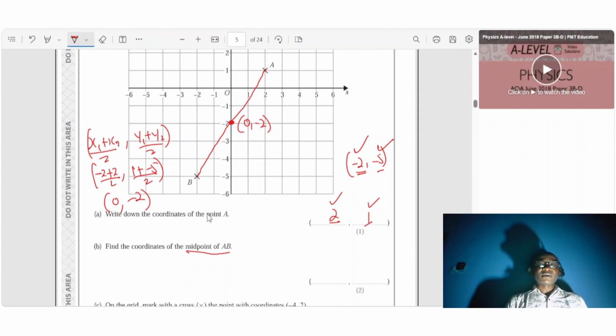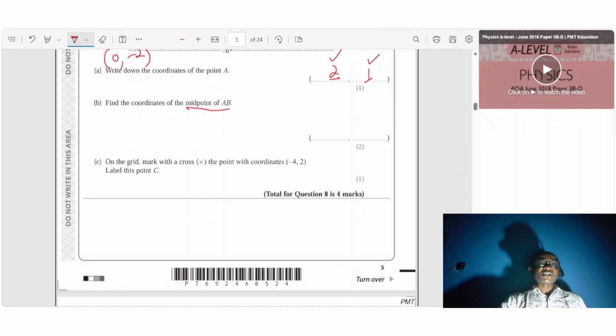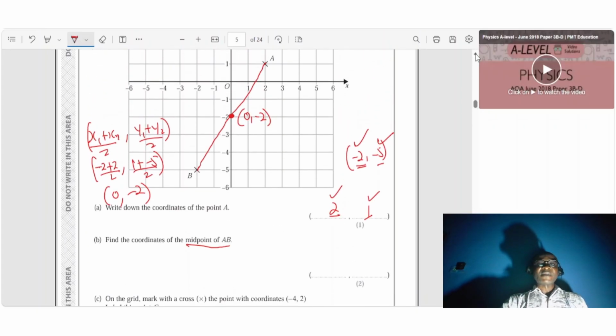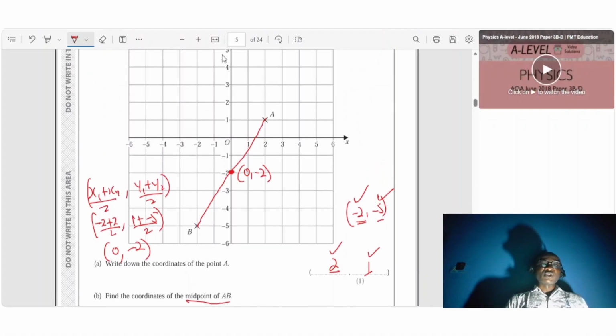Cool. So we move to the next one, which is question number C. It says on the grid, mark with a cross the point with a coordinate of -2, -4, and that is going to be at this point, with a cross. So that is the coordinate of C. I hope that makes sense.